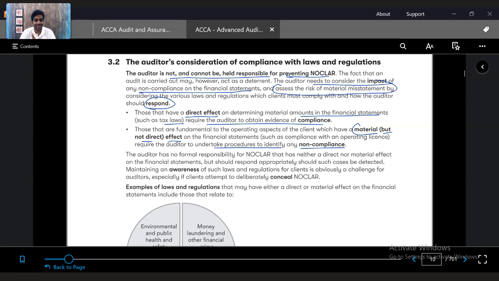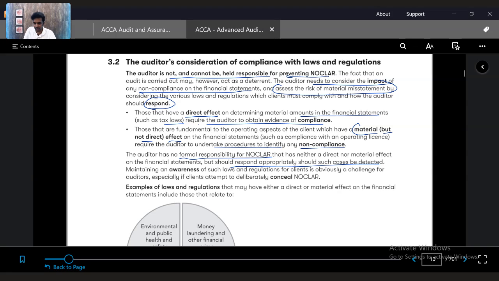So those are called non-compliance related procedures. If there is any material effect, then we need to undertake procedures which will help us to identify the non-compliance of the rules and regulations. Now, one thing that you need to understand is that the auditor has no formal responsibility for NOCLAR, but should respond appropriately if any non-compliance is identified.